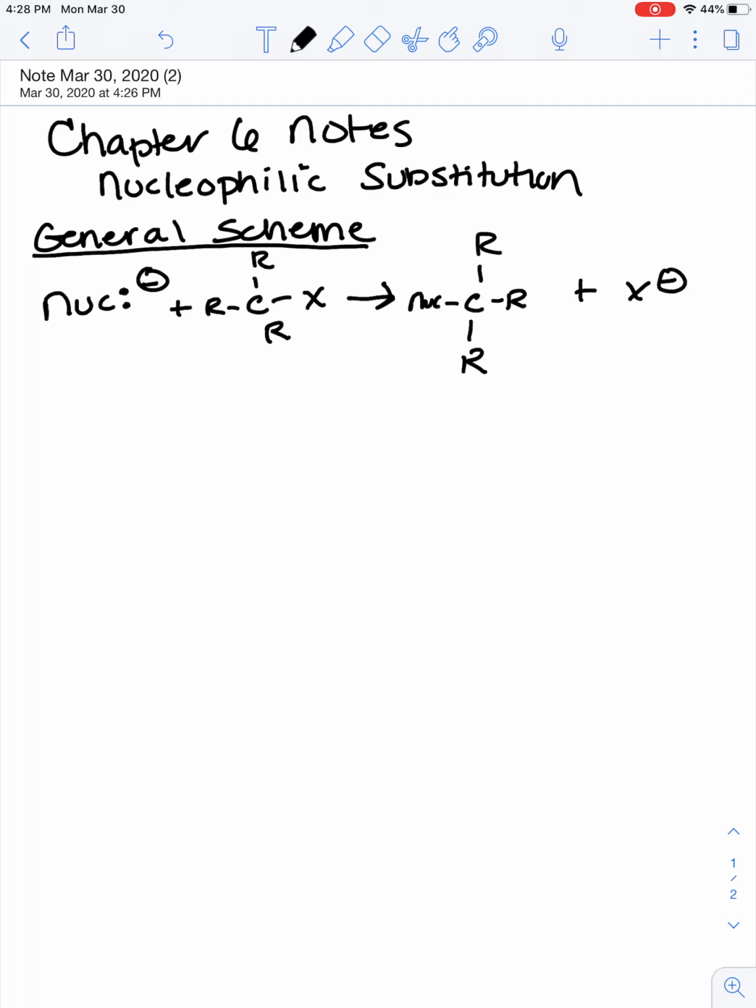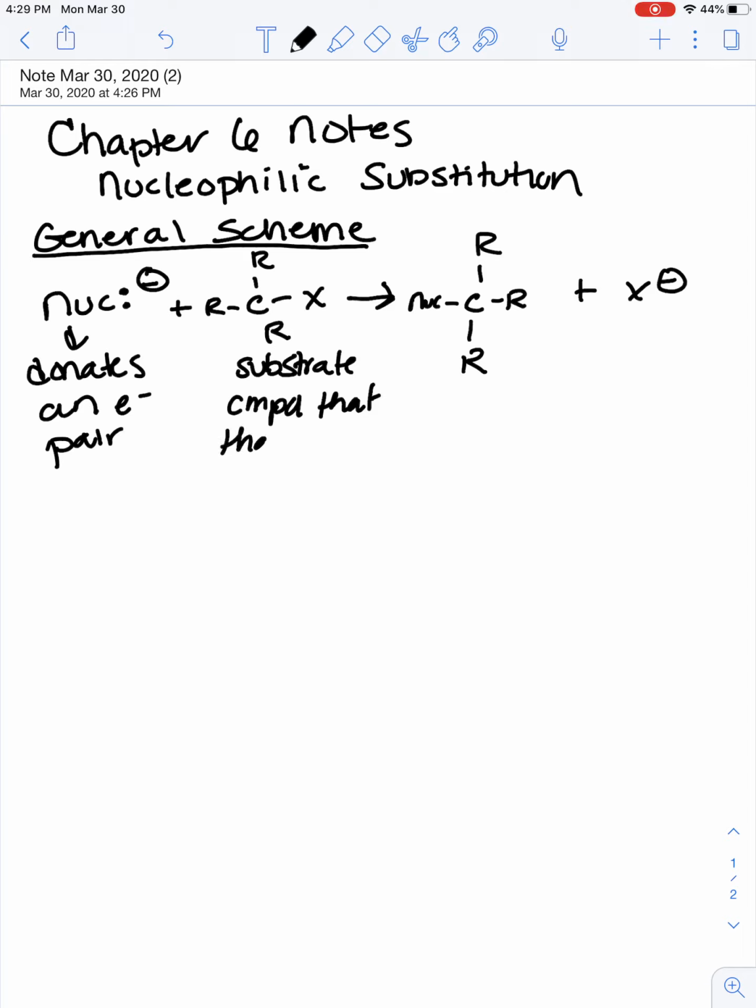So we have a few terms to talk about. Nucleophile we've talked about before. The nucleophile is what donates an electron pair. So this is going to be donating an electron pair to our substrate or electrophile. Those terms can be used interchangeably. So this is going to be the compound that is attacked by the nucleophile.